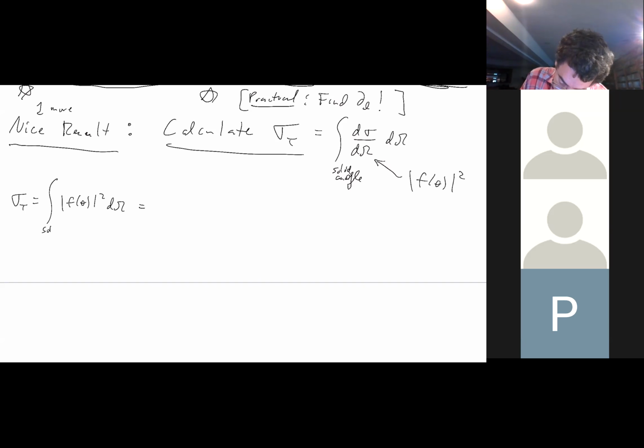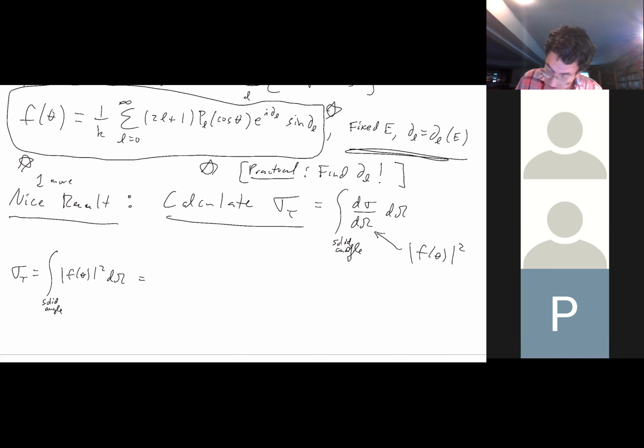Let's do it. Solid angle. And so let's plug it in. The scattering amplitude is up there. So let's do this integral. It's an integral over solid angle of d omega. And so I've got to plug this formula into here. So it's big and ugly, but it reduces to something nice.